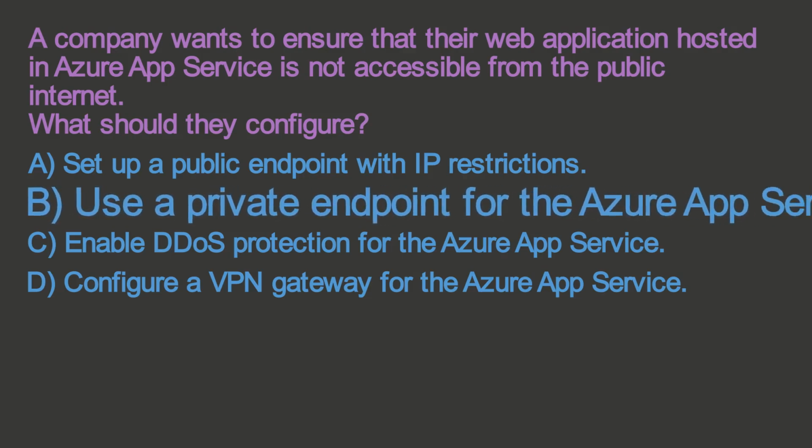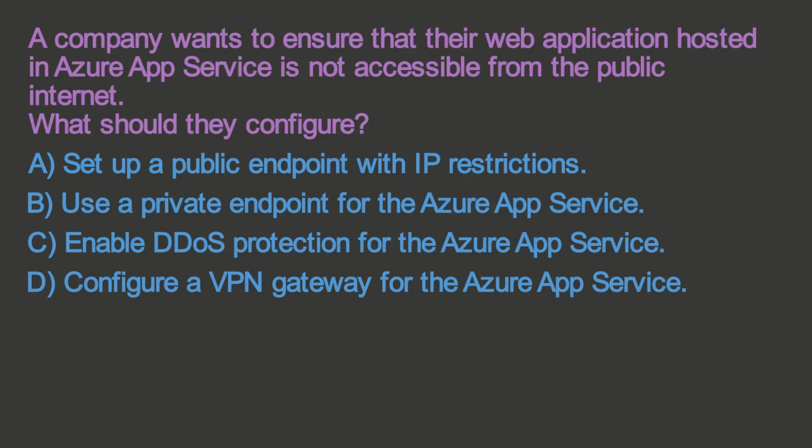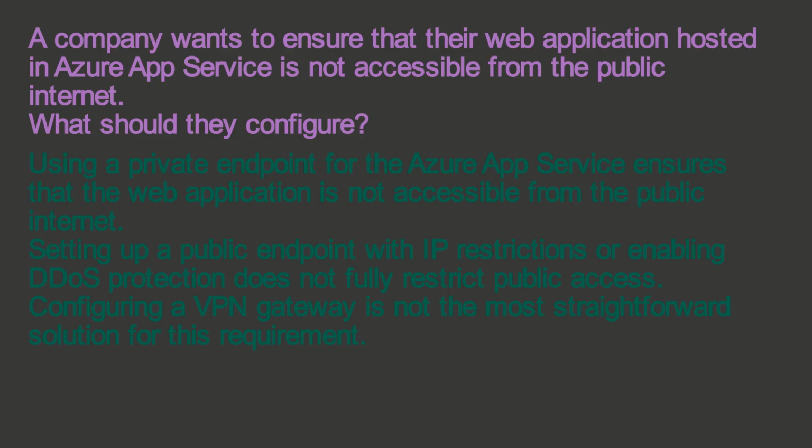The correct answer is B. Use a private endpoint for the Azure App Service. Using a private endpoint ensures that the web application is not accessible from the public internet. Setting up a public endpoint with IP restrictions or enabling DDoS protection does not fully restrict public access. Configuring a VPN gateway is not the most straightforward solution for this requirement.